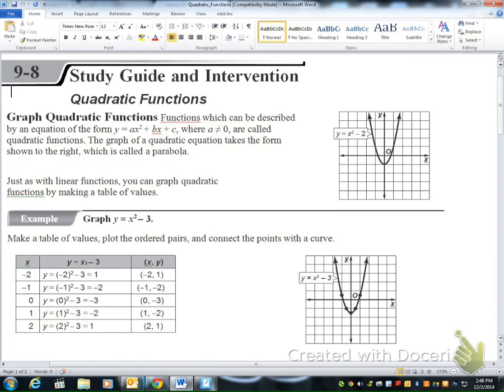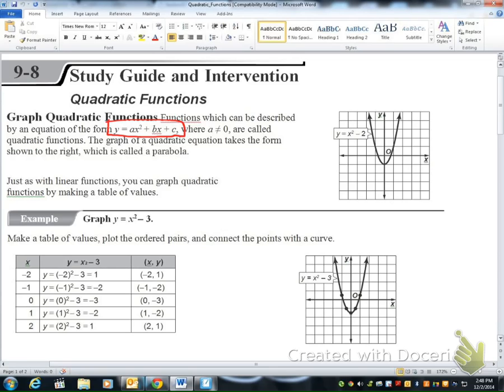Okay, so you need to know that it's a parabola. You also need to know that the equation for it looks like this right here. Y equals ax squared plus bx plus c.